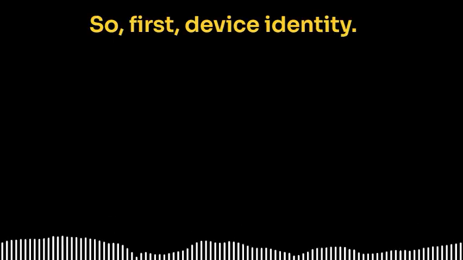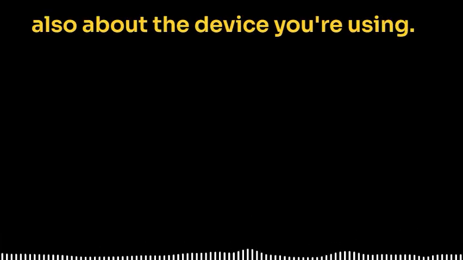Before we move on to the next part of our deep dive, I want to quickly recap the key takeaways. So first, device identity. It's a crucial layer of security, especially now that those traditional methods just aren't cutting it anymore. That's right. It's not just about who you are, it's also about the device you're using.